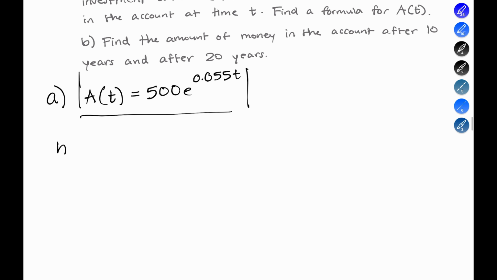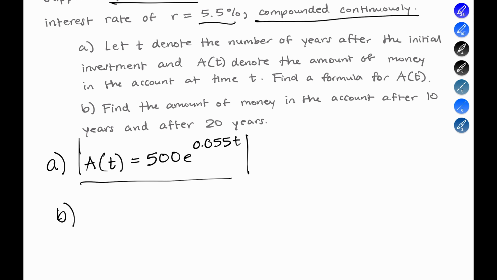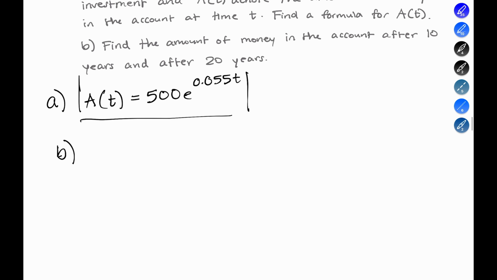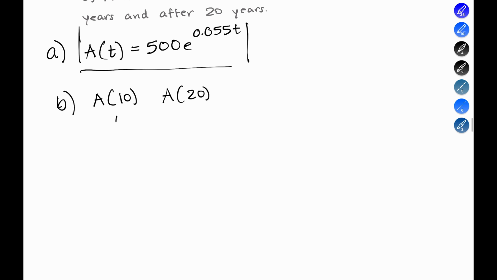So for part B, now it says, find the amount of money in the account after 10 years and after 20 years. So basically what they want us to find is A of 10, and they want us to find A of 20. So let's first solve for A of 10. So right here, we just substitute that. It will be equal to 500 E to the power of 0.055 times 10. And then let me use a calculator.